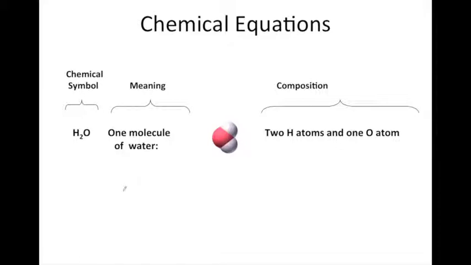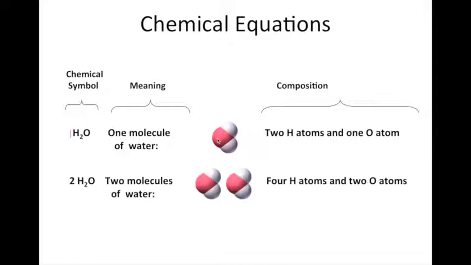So just to sum that up, because it's very important to understand the difference, if you had just one H2O, one water molecule, that tells you that you have 2 hydrogen atoms and 1 oxygen atom present in that molecule. If you put a 2 in front of that, that means you have 2 water molecules. So you still have 2 hydrogens bonded to the oxygen, but you have 2 of those units or molecules. So you have a total of 4 hydrogen atoms and 2 oxygen atoms.